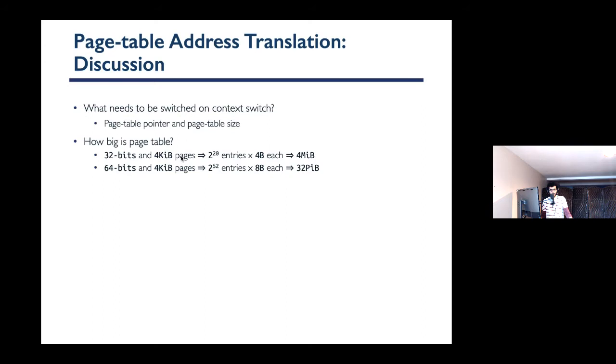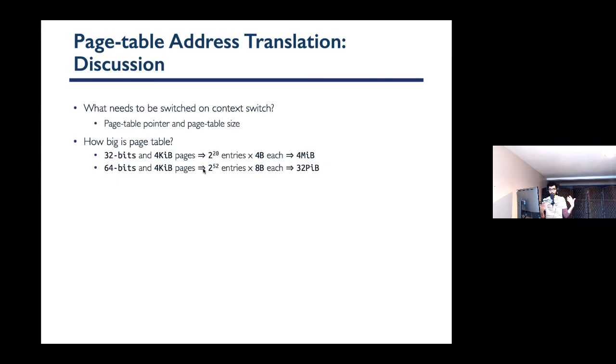Now, let's do some math. 4 kilobyte pages means 12 bits. So we need 12 bits to address each byte within our page. That would be the offset, so we put 12 bits aside for the offset. That gives us the remaining 20 bits, so now we have 20 bits for the virtual page number.